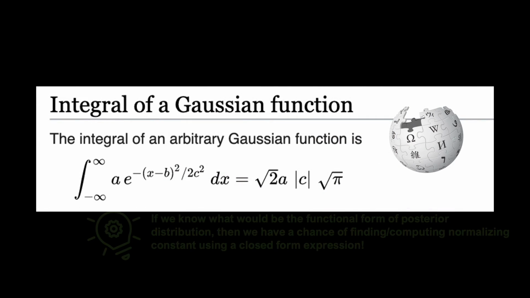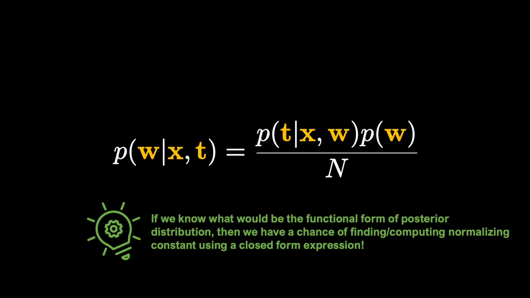This is a clipping from the article on Gaussian function from Wikipedia. Here the expression you see is the closed form expression for computing the normalizing constant for Gaussian function. If we know the functional form of our posterior, then we have a shot at computing its normalizing constant using a closed form expression that some mathematician and statistician have already derived for the rest of us.